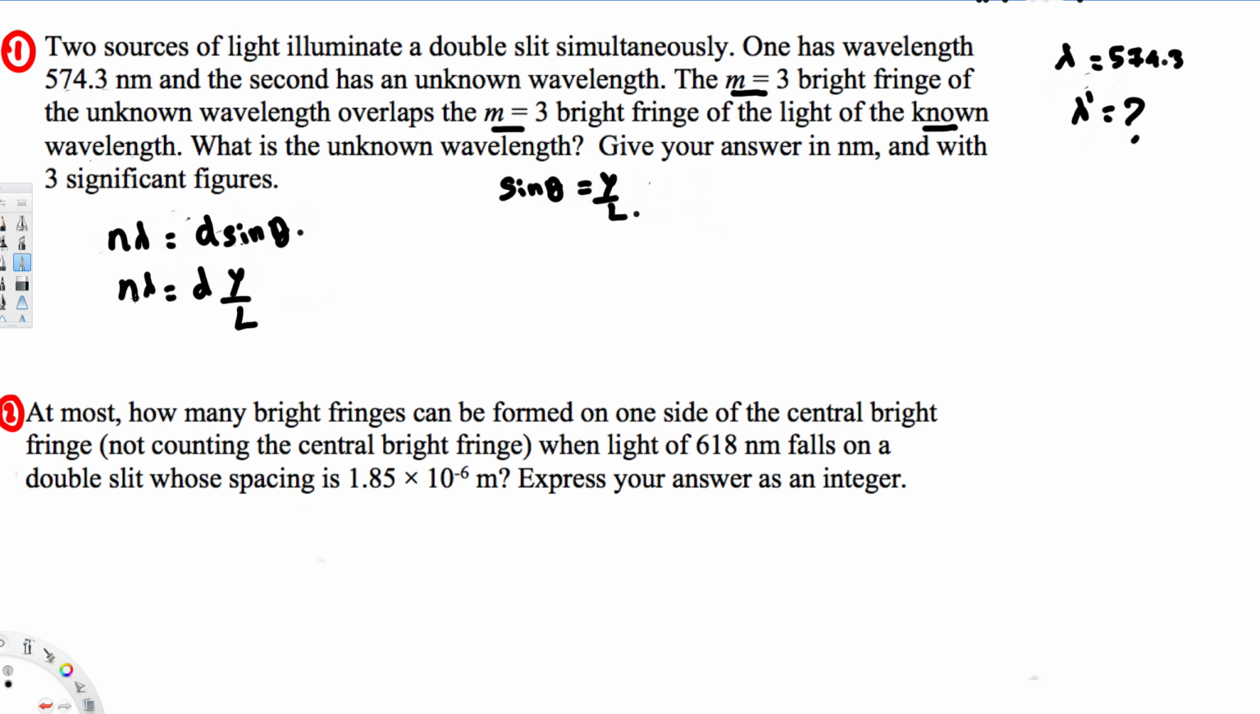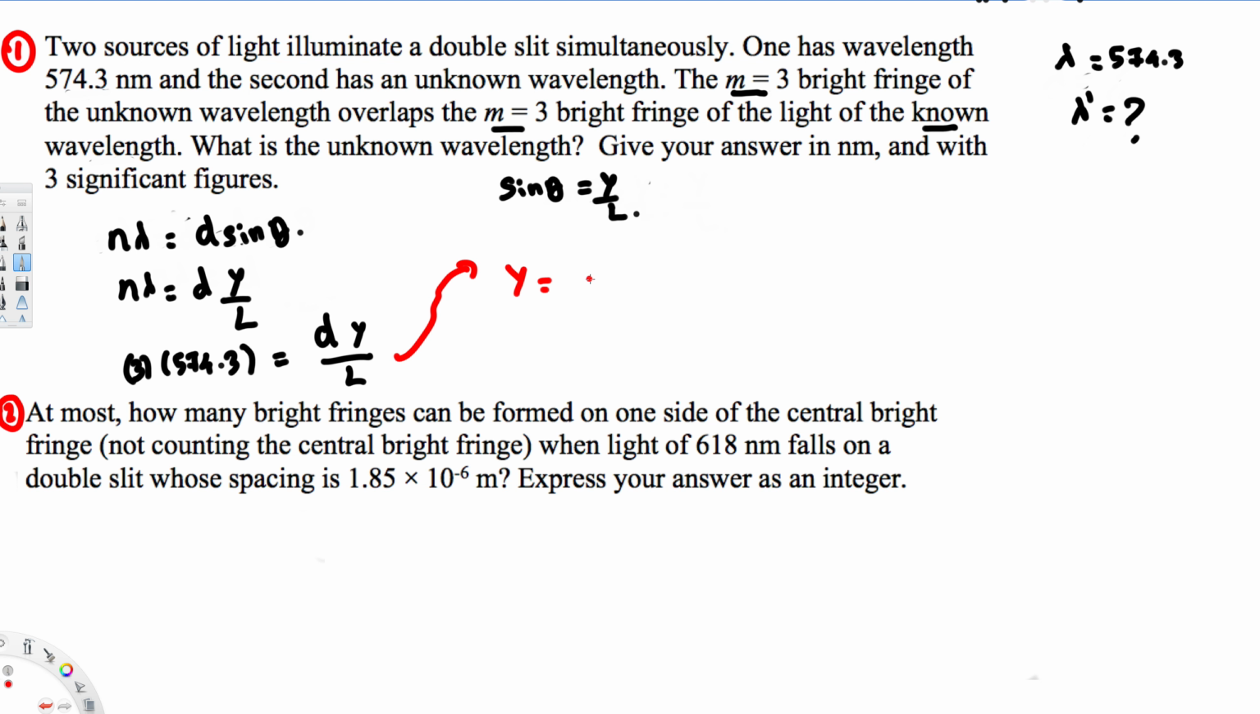For the known one we have n is equal to 3 and lambda is 574.3, and that is equivalent to d, we don't have that one, and y also we don't have, and L also we don't have. So three unknowns are here, but the best thing we can do is rearrange this one in terms of y and plug it into the second equation.